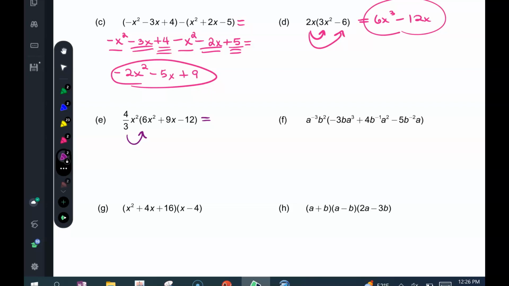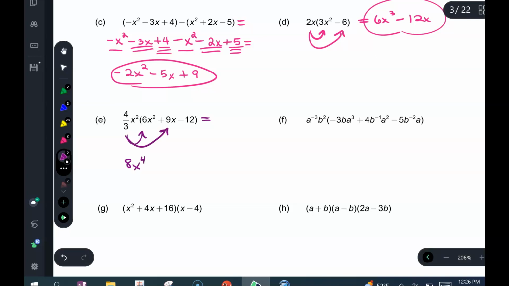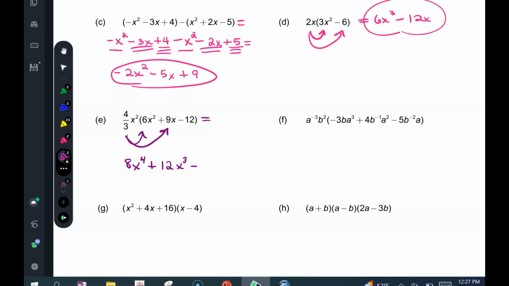Okay, let's see what happens when we multiply. What happens when we do 4/3 times 6? 8, good. And x to what power? X to the 4. Good. Plus 4/3 times 9, 12, and x to what power? 3, right? Okay. And 4/3 times 12: 3 goes into 12 4 times, 4 times 4, 16. And then it's just x squared.